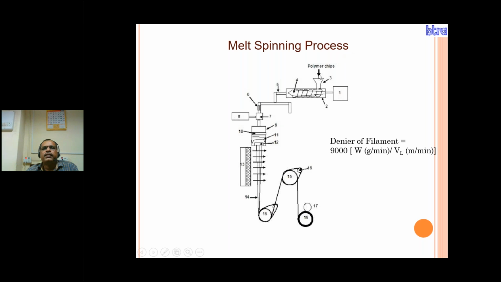From the polymerizer, the polymer melt will flow here directly, and if we are feeding polymer chips, there is a screw which melts the polymer, and the heaters are there. This screw melts the polymer and presses it to the metering pump. This metering pump feeds the material to the spin pack, and then there is the cooling zone of the filament, and there is the godet, and this is the collecting package. I will discuss all these parts one by one.